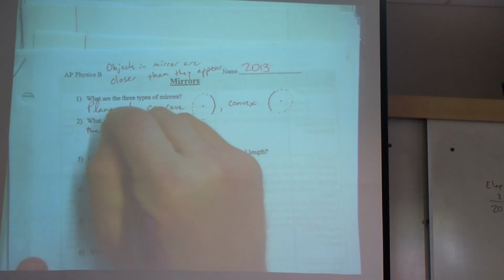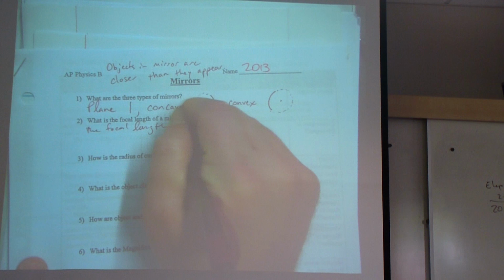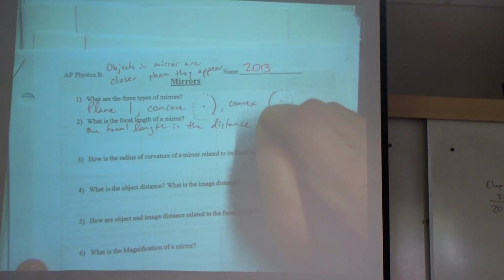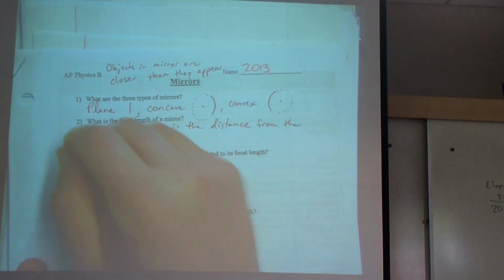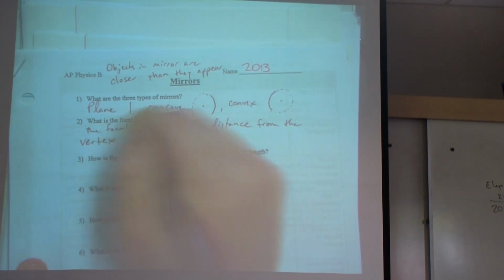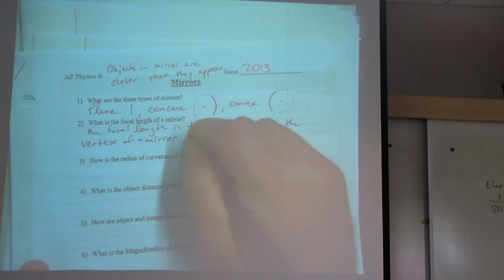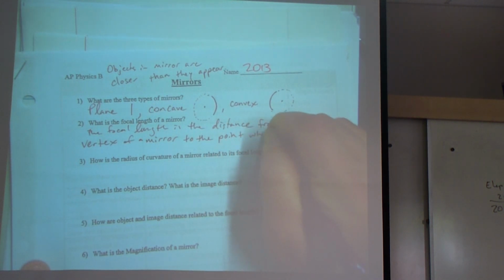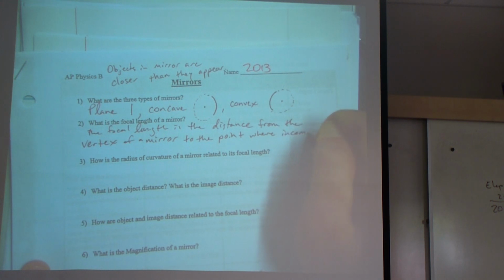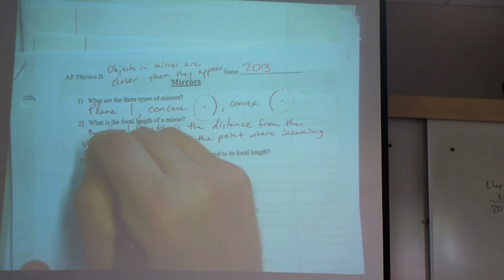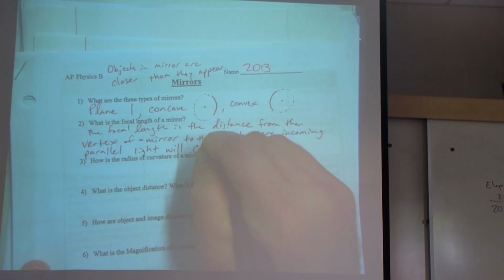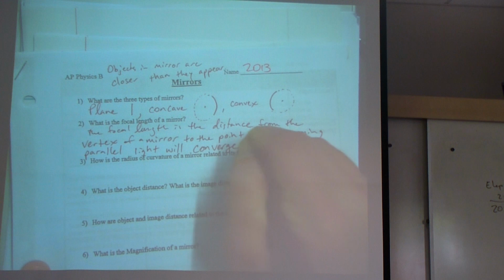The focal length is the distance from the vertex of a mirror to the point where incoming parallel light will converge.